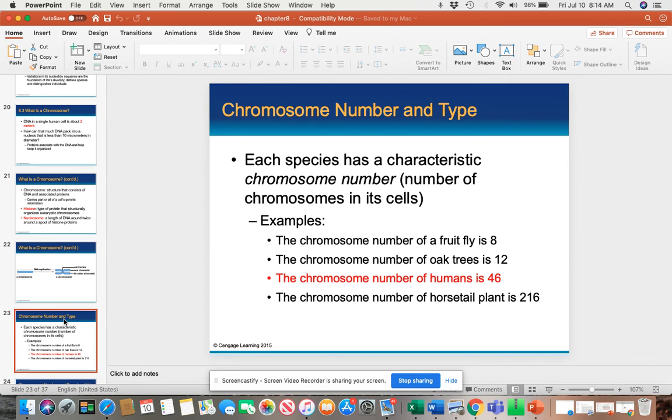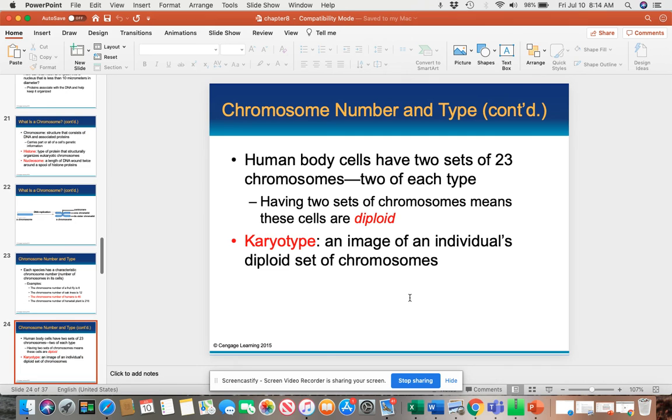Notice chromosome number for humans 46, or 23 pairs. A fruit fly 8, oak trees 12, horsetail plant 216. So each specific organism has its own chromosome number.